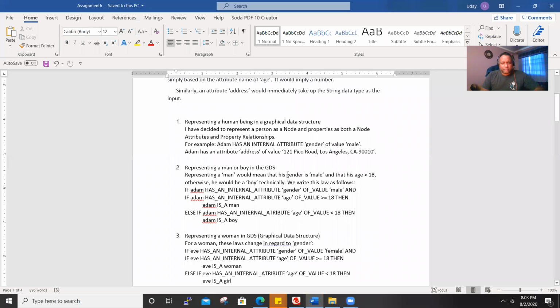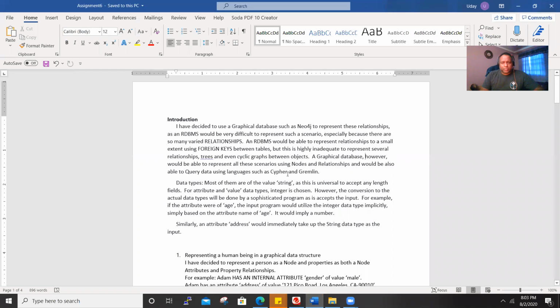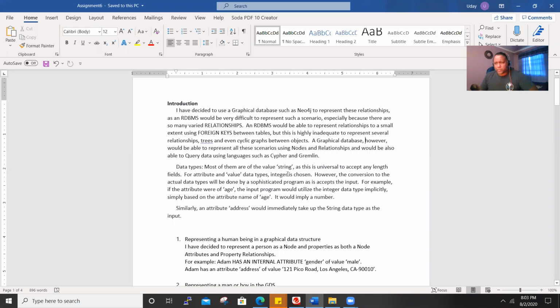I want to share the screen now, and since this is a very ideological assignment, it's not a programming assignment, but the design is very important. We have to design even what database we want to choose. And I want to say that I've chosen a graphical DB called Neo4j to represent the relationships. An RDBMS would be very difficult to represent such a scenario because there are so many varied relationships.